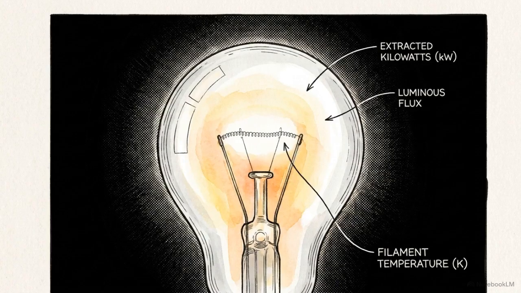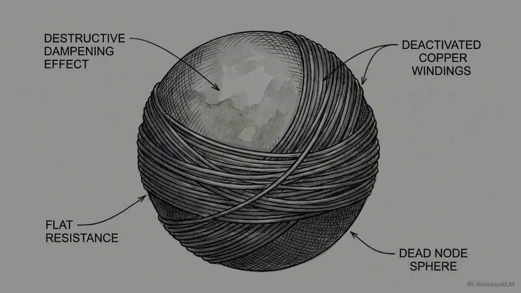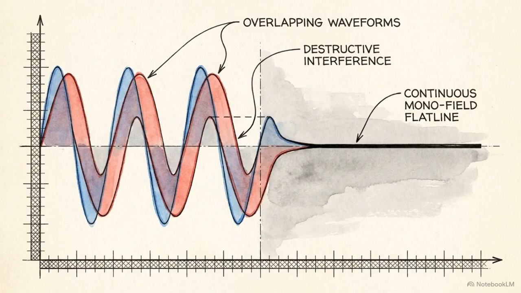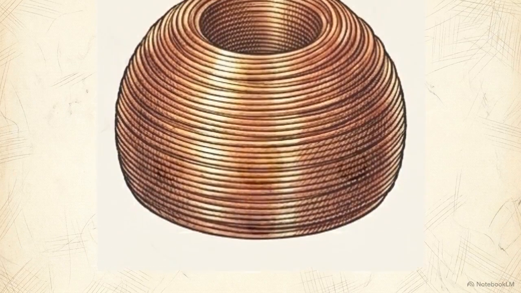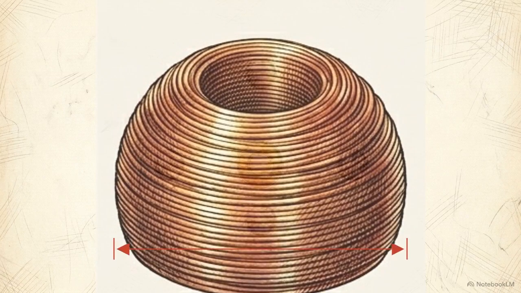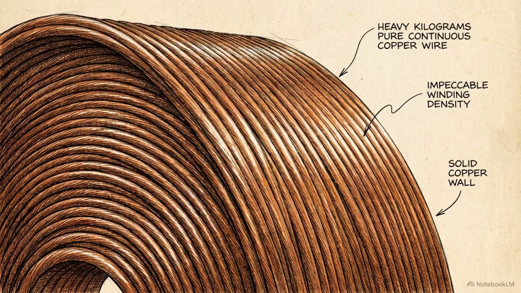Once the field achieves stability, the energy must be extracted to supply external kilowatts. Do not attempt to wrap the generator in standard three-phase coils or alternating current alternators. Applying standard electrical extraction methods will act as a dampener, destructively interfering with the continuous monofield generated by the GANS. Extraction requires an explicitly designed direct current half-sphere winding that completely envelopes the generator array. The interior void of this coil must measure exactly 21 centimeters across to accurately interface with the focal point of the tetrahedron. It is an incredibly dense component, requiring 5 to 6 kilograms of pure, continuously wound copper wire.